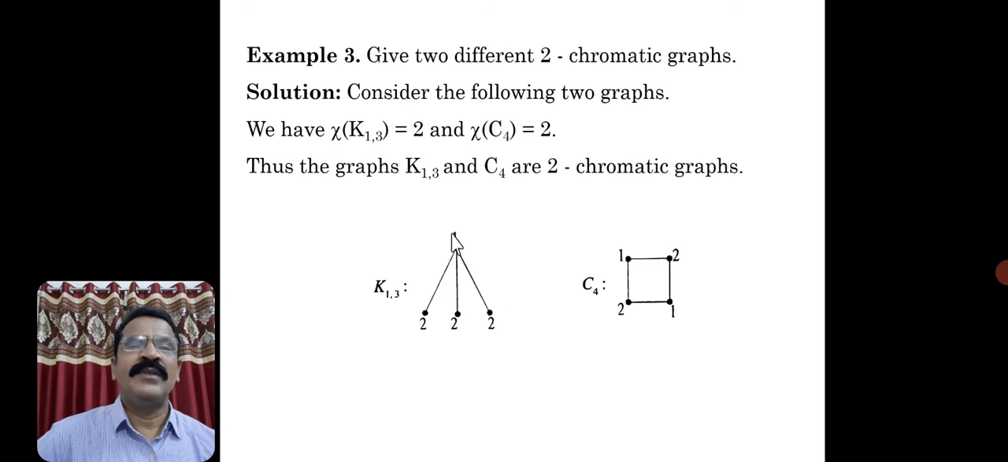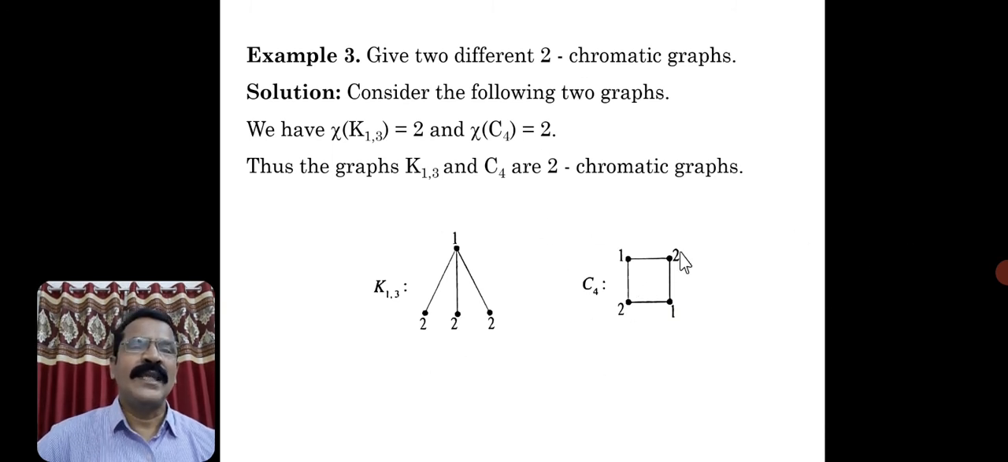First we assign the color 1 to a vertex. Once it is assigned 1, this vertex is adjacent to all 3 vertices of the other set, so you cannot assign 1 to them. You compulsorily have to use the second color. So K1,3 is 2 colorable, or you can say the chromatic number of this graph is 2.